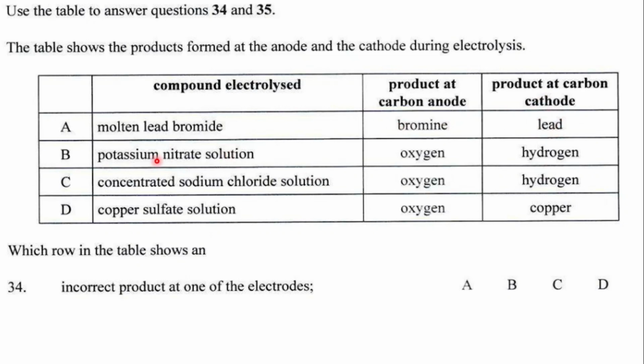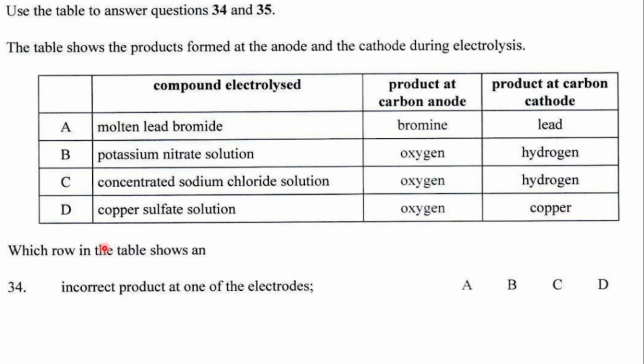Here, the compound electrolyzed is potassium nitrate solution, and we have oxygen at the anode and hydrogen at the cathode. And then for this one, we have concentrated sodium chloride solution, and the product we have at the anode is oxygen, and the product we have at the cathode is hydrogen. And then for D, the compound that is electrolyzed is copper sulfate solution, and the product is oxygen at the anode and carbon at the cathode.